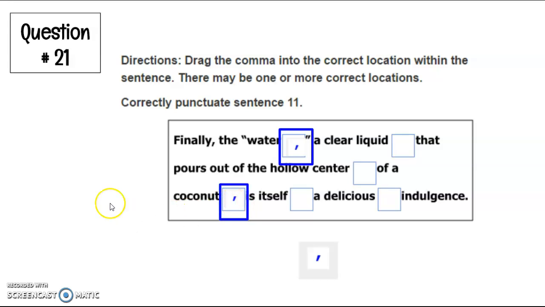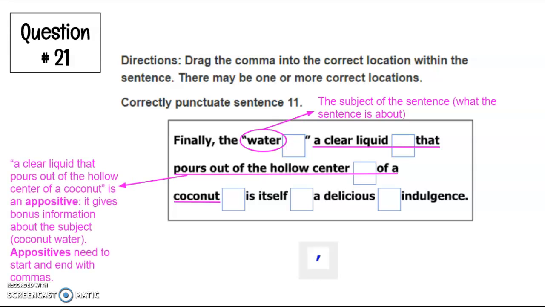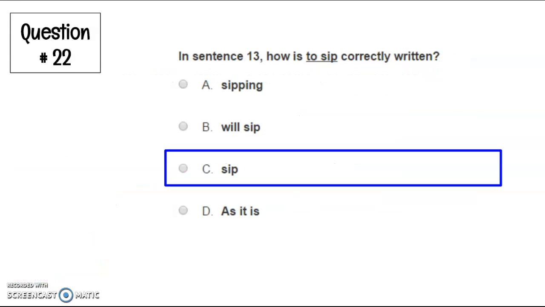Here's where the commas go. Let's look at why. Okay. So the subject of the sentence, what the sentence is about, is water. A clear liquid that pours out of the hollow center of a coconut. This is called an appositive. It gives bonus information about the subject, coconut water. So appositives need to start and end with commas. So that is why there's a comma here and a comma here.